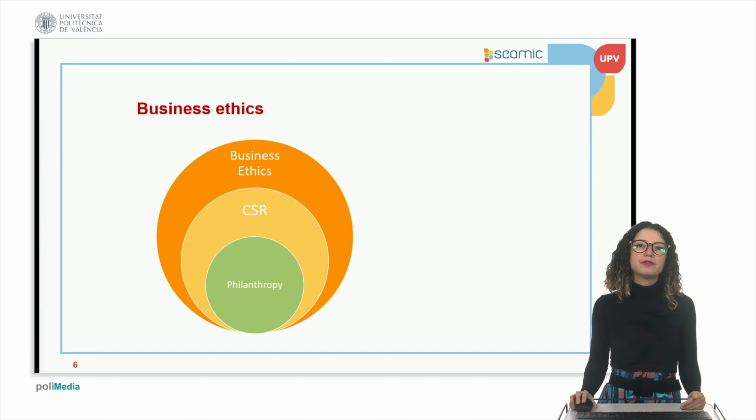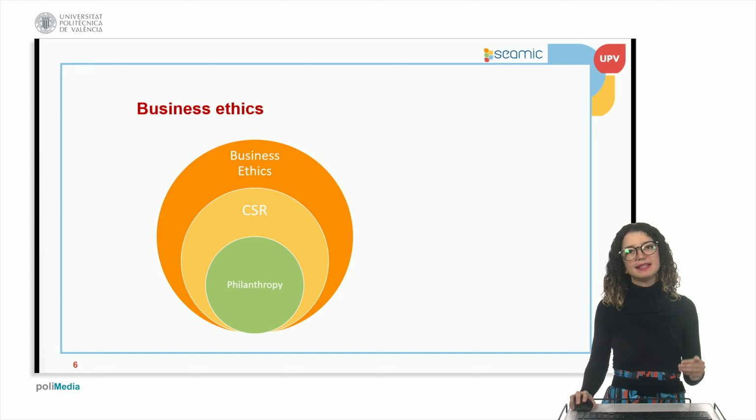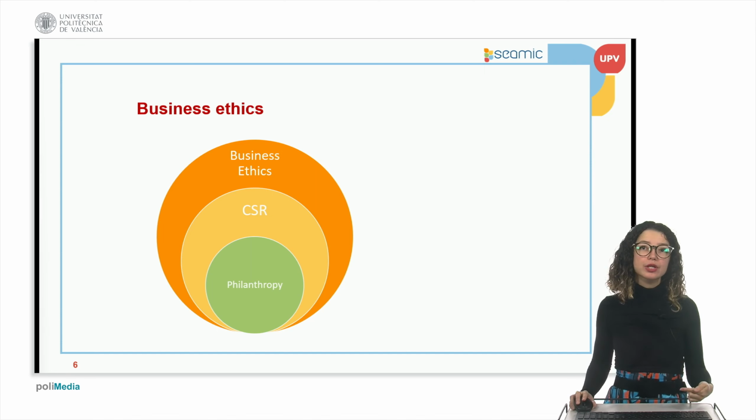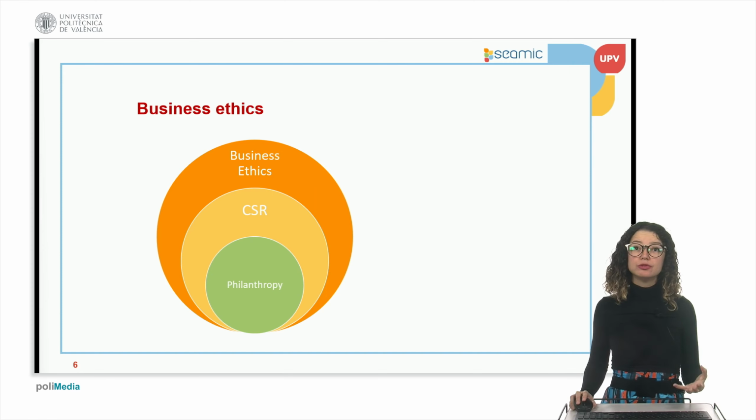The framework for reflection and moral analysis of the company is business ethics. Within this framework, we study the concept of corporate social responsibility as a way for the company to respond to the demands that society has on it. That is, to give an account of what it does and what it doesn't.